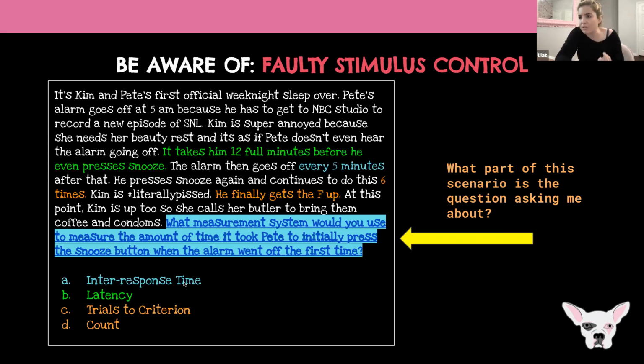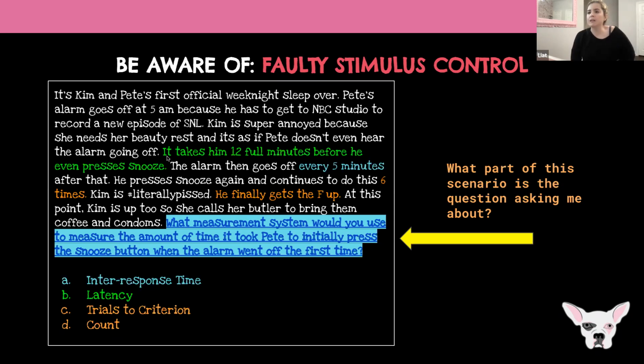But what really matters is what they're asking me about. And they are asking me about the 12 minutes it takes him to get up and press the snooze the initial first time. How much later, right, latency, did it take him to respond?